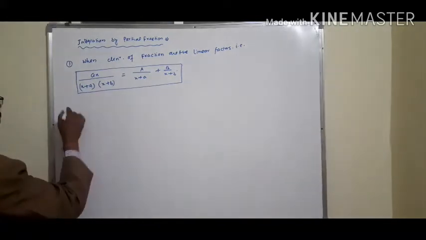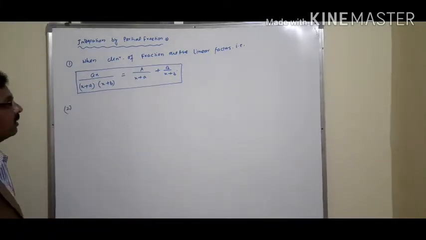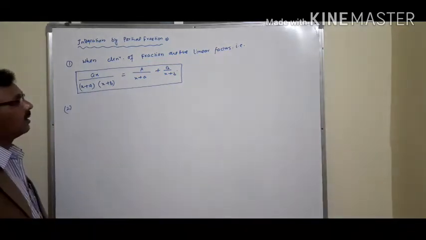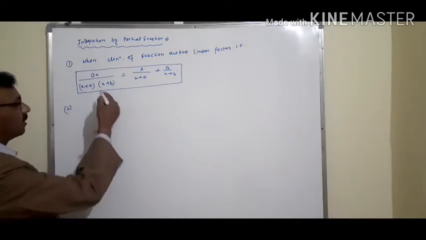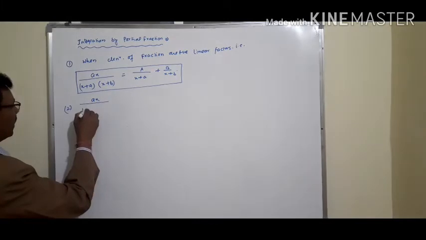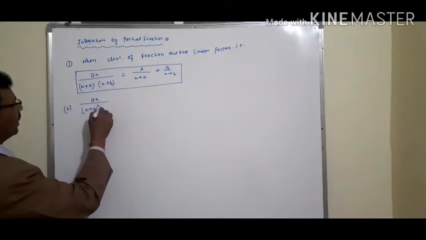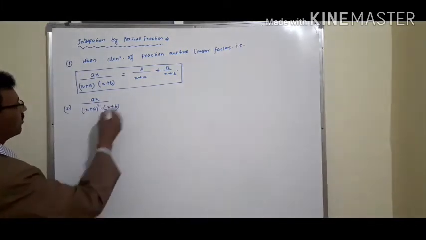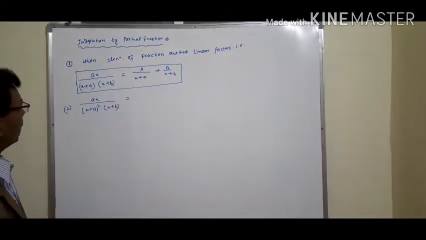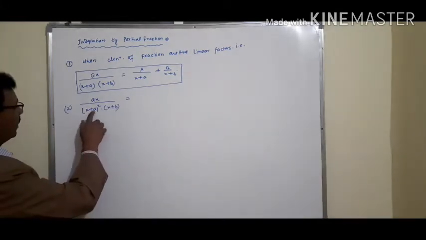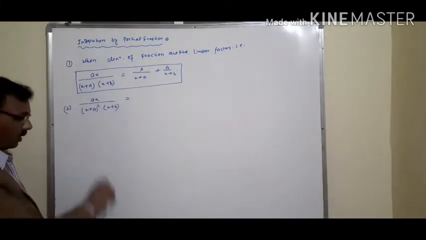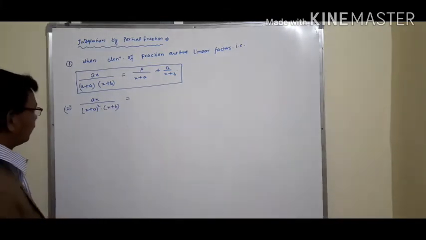Now we discuss the second type of partial fraction. If the denominator of the given fraction has a linear factor but repeating, like ax upon (x plus a) whole square into (x plus b). Then what will be the partial fraction of this? You can see here the first factor of the denominator of the given fraction is (x plus a) whole square. That means this is the repeating factor.